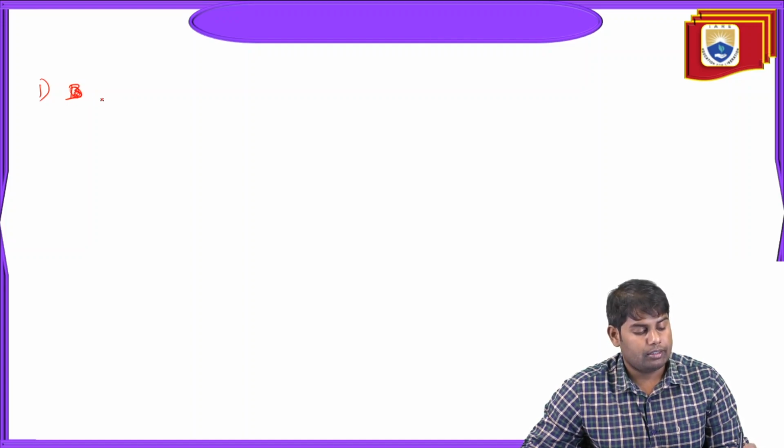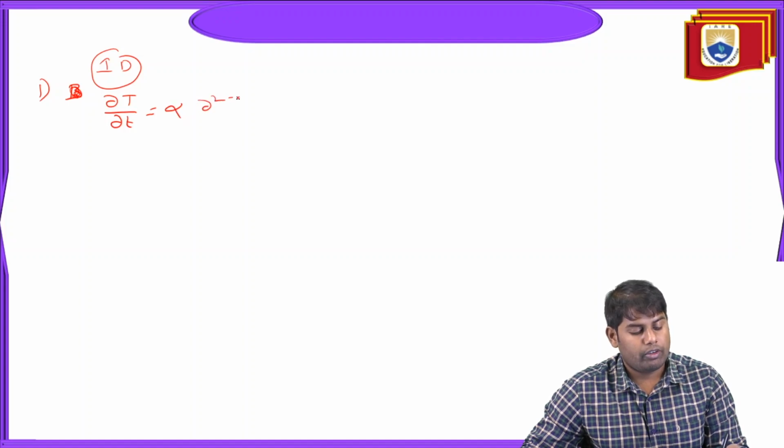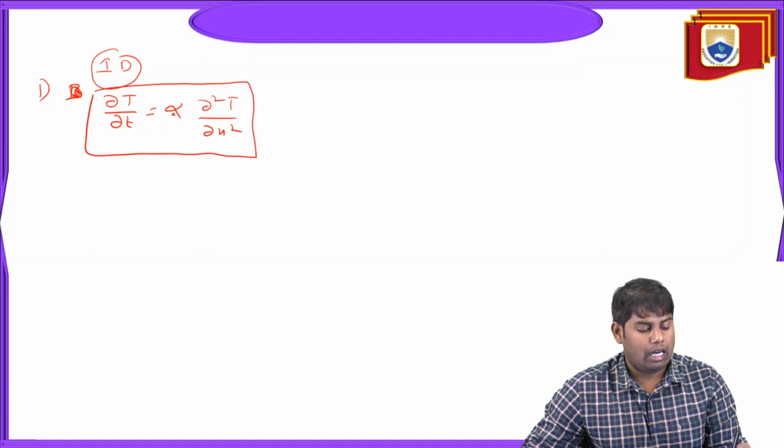So what happens for the conduction equation? Let us consider it as 1D. So ∂T/∂t is equal to alpha into ∂²T/∂x². So we have this.